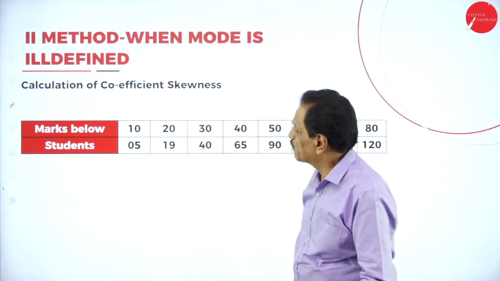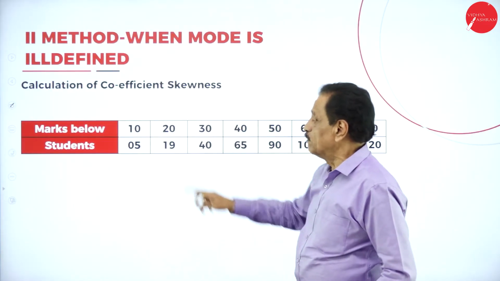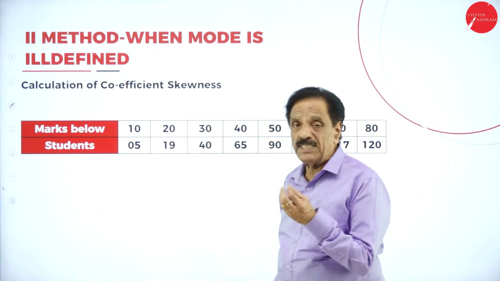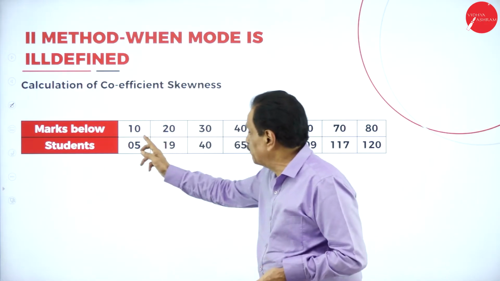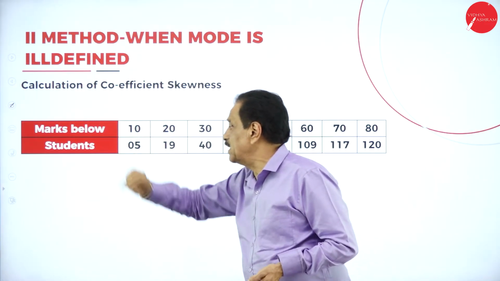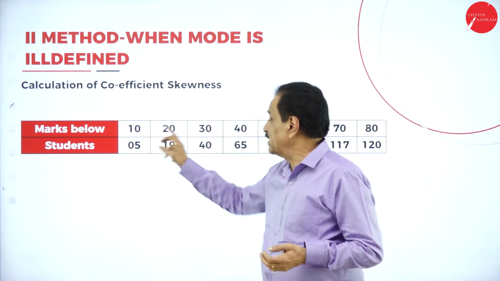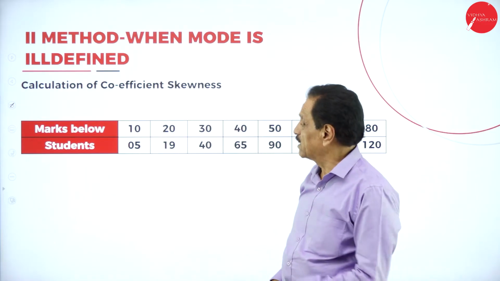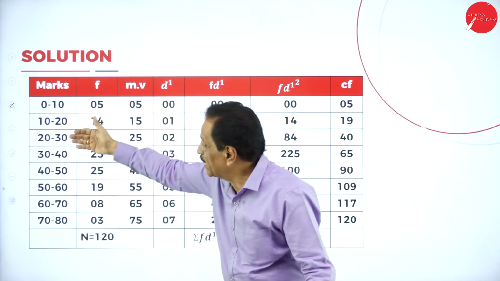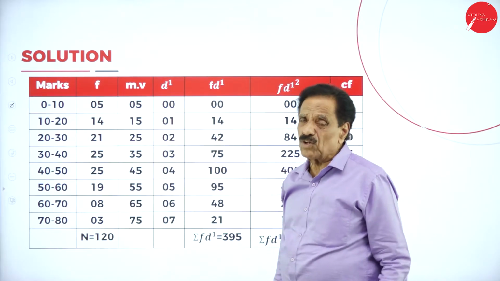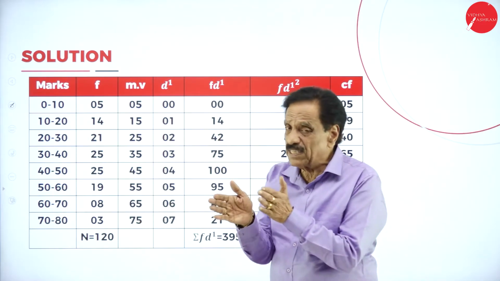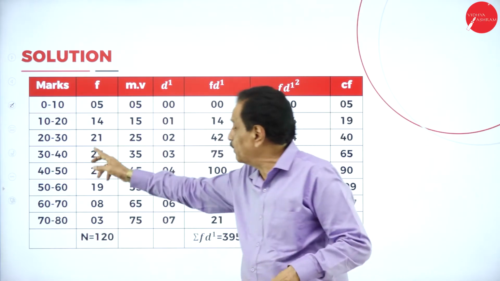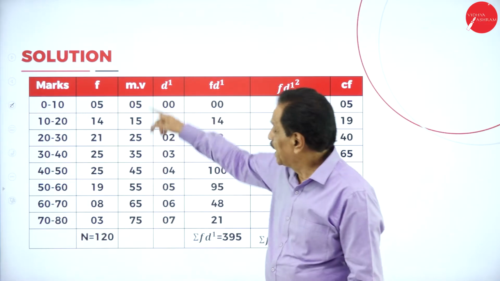See the problem they have given: marks below 10, below 20, below 30. What is the difference between 10 and 20? It is 10. Deduct 10 from 10, that is 0; 20 minus 10 is 10. So the class difference is 10, and below 10 gives the class 0 to 10. You have to construct the classes like this: 0 to 10, 10 to 20, 20 to 30.